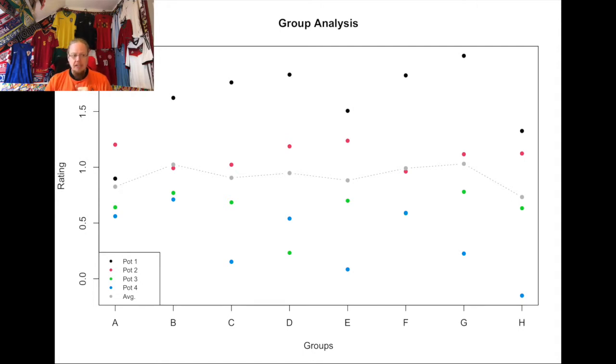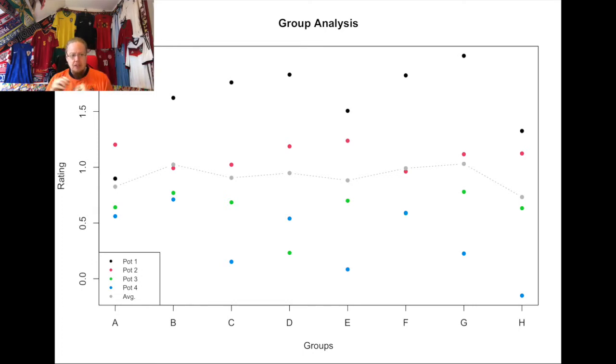But you see already how close together this group is. This is definitely the most competitive group out there. However, it also is the one with the second, and that's the gray dot here. The gray dots kind of give you the average. It's also one of the lowest ones in terms of the overall quality of the teams.